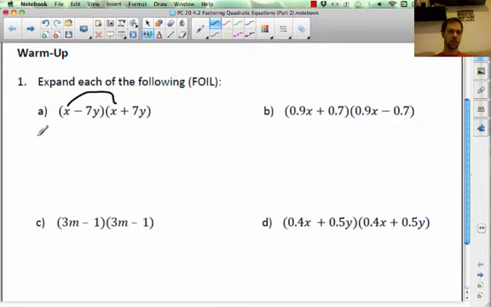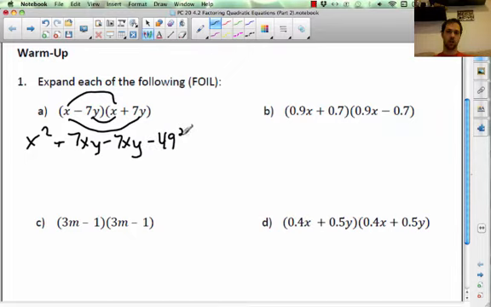So foiling each of these, x squared, we're going to get plus 7xy, then minus 7xy. And those, of course, will cancel. And then minus 49y squared. And of course, when you write it simplified, you see that it is clearly a difference of squares, which we are used to factoring. Similarly here, this is going to be a difference of squares as well.